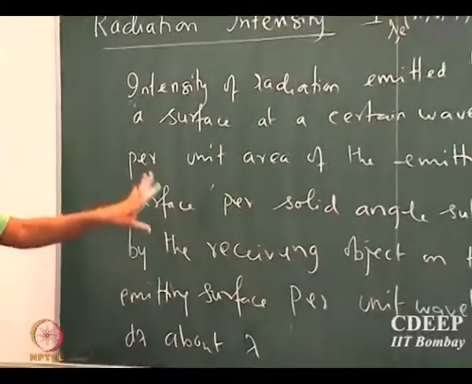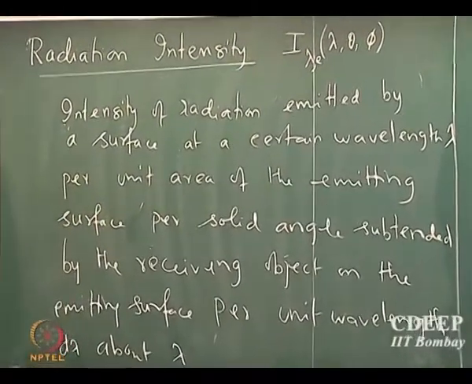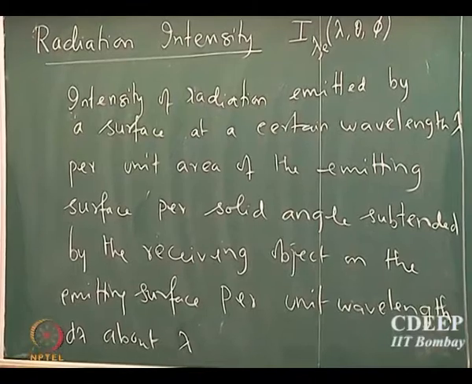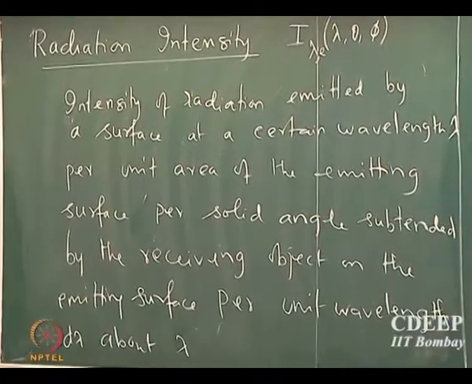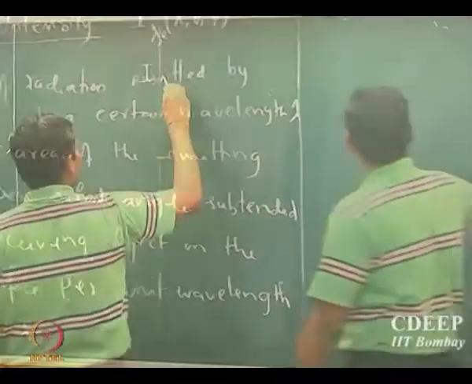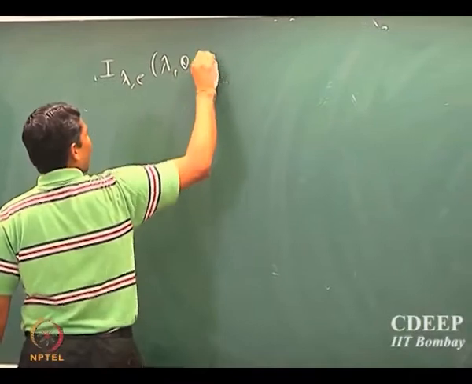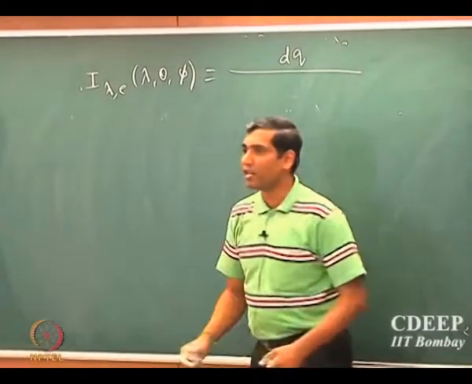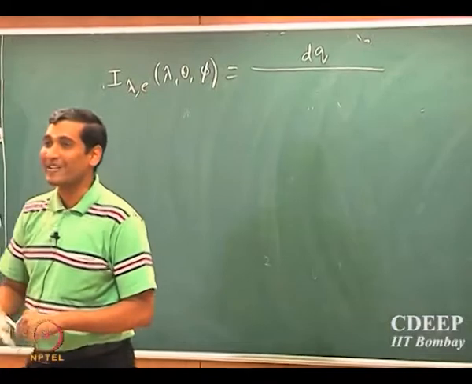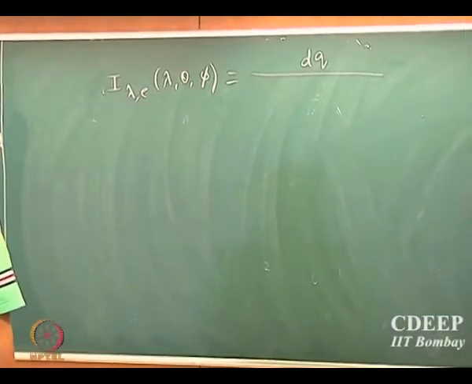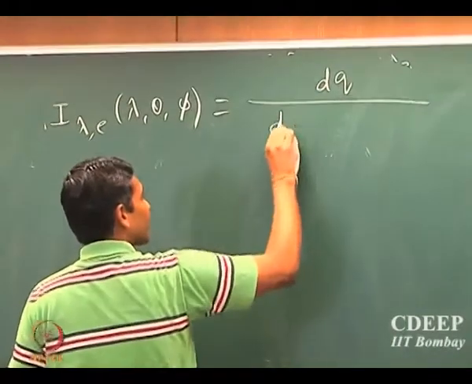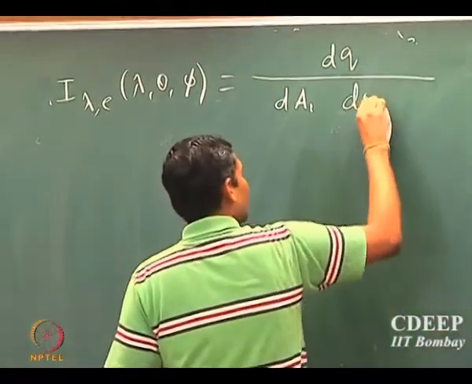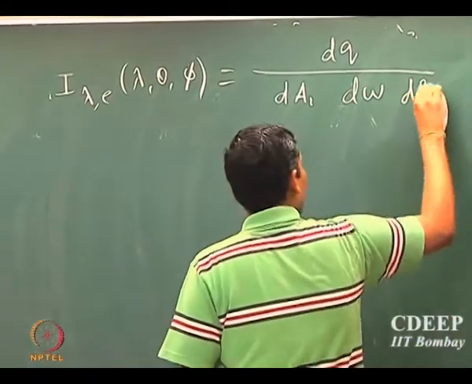So this is the definition of the radiation intensity, and what we are going to see is how to define heat transfer rate based on it. When we translate this definition into a mathematical form, I_lambda,e(lambda, theta, phi) will be given by dq, which is the differential amount of heat transport rate, the rate at which the heat is being emitted by that surface, divided by dA1, which tells you the flux, divided by the solid angle d omega divided by d lambda.